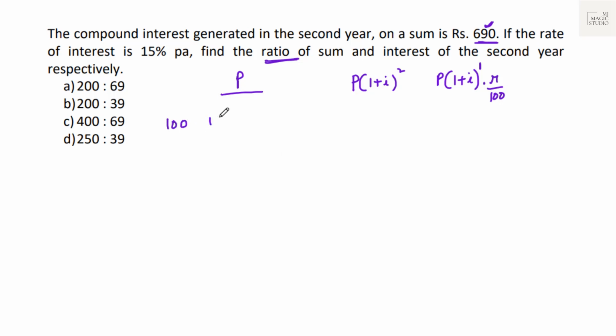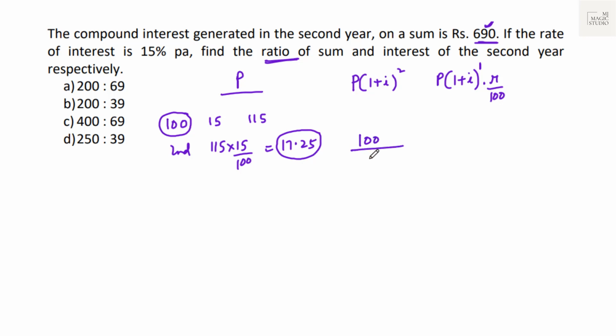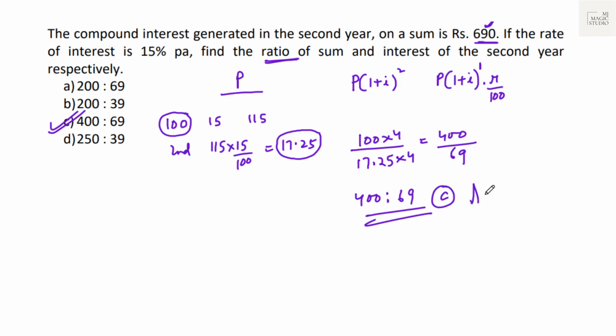So if it is 100, first year 15% interest, so the amount at the end of the first year is 115. Second year interest is 115 into 15%. That will be 17.25. So second year interest is 17.25 and principal is 100. We are looking for 100 divided by 17.25. Into 4, it will become 400 by 69. So the ratio we are looking for is 400 is to 69. That is in option C.